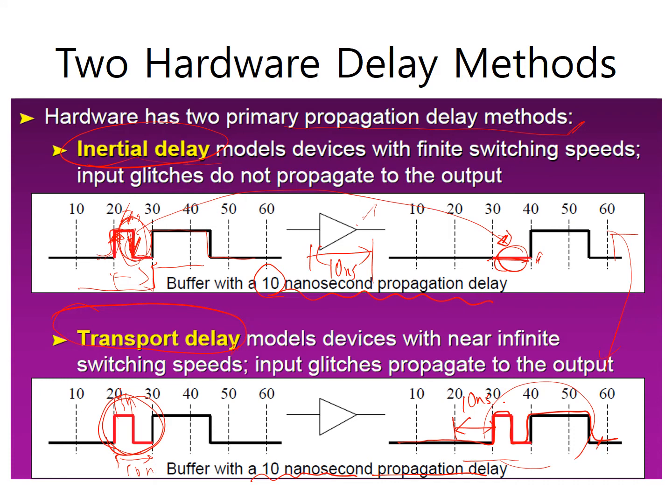The inertial delay models a device with a finite switching speed. Since this is finite, if the input is moving so fast, it is just filtered out. If the buffer delay is 1 nanosecond here, but you assume the rise time is 10 nanoseconds as well, then the output will not be present. But if your buffer has near infinite switching speed, very fast rise and fall time, then you will see the glitch.